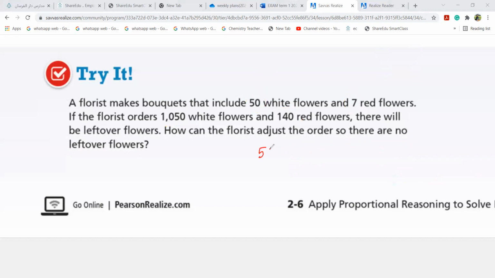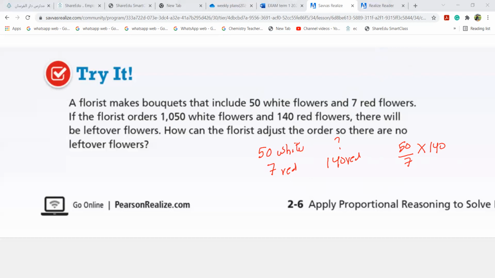For 50 white flowers, he needs 7 red, right? So if he has 140 red, how many white will he need? Let us see that, because now we will adjust it. So it is the same thing, 50 divided by 7 times 140. Did you understand what I'm doing? I'm checking the other way because I want to adjust.